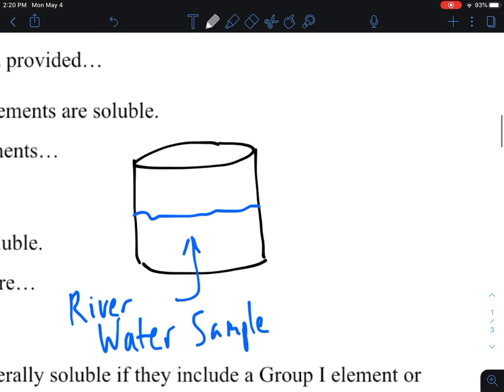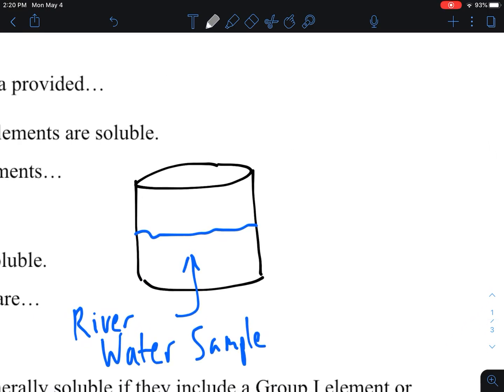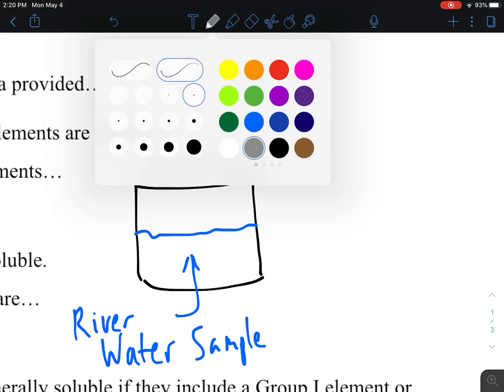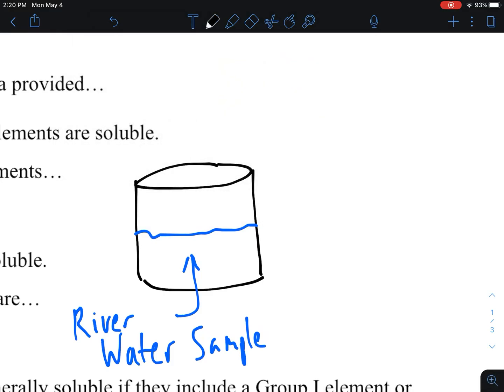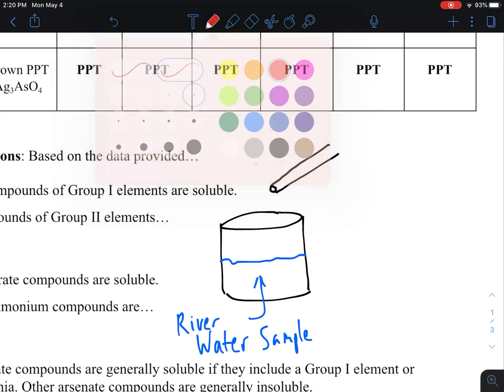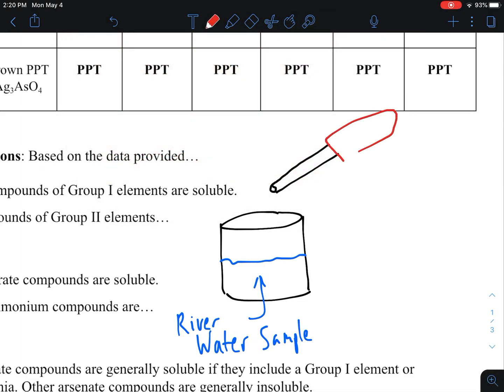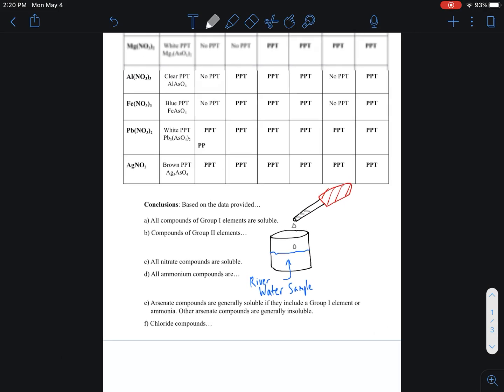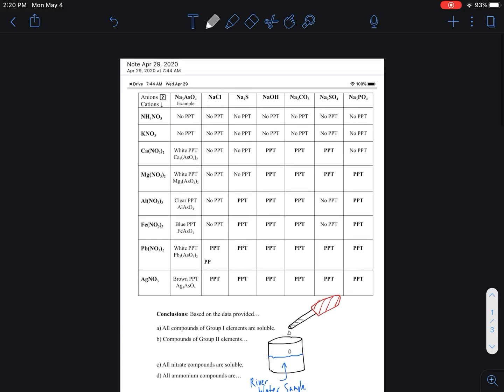What we can do is we can actually react things. We can put something into our river water to see if it reacts. So let me draw. Let's draw a little dropper. They have these droppers that look kind of like this with a little bulb on the end. And there's going to be some chemical in the dropper, and we're going to add that to our river water sample. And let me back up for a second, just so you know why I'm adding that.